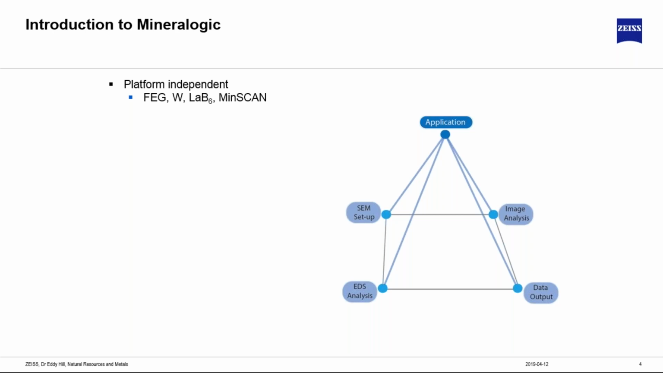It's platform independent. This means that we can install it on a FEG column SEM, a tungsten, lanthanum hexaboride, or our remote ruggedized unit, the MinScan. It's modular and recipe based, which adds to the flexibility.